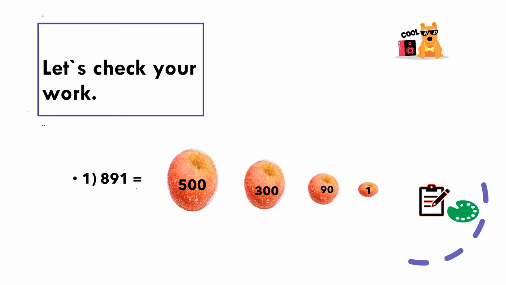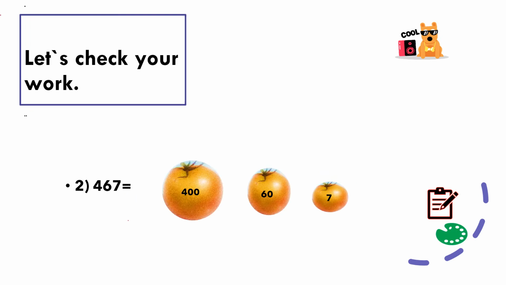Let's check your work. Number 1, 891 is equal to 500 plus 300 is equal to 800 plus 90 plus 1 is equal to 891. Number 2, 467. 400 plus 60 plus 7 is equal to 467.